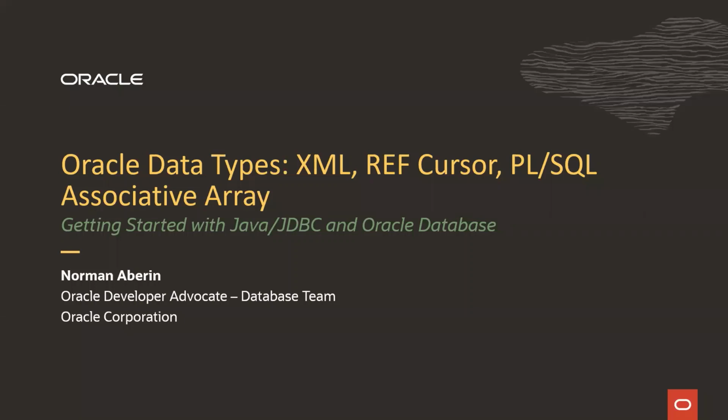This is episode 4, part 2 from a series on getting started with Java, Oracle JDBC, and the Oracle database. In this episode, we will talk about the data types XML, SQL Associative Arrays, and Ref cursors. First, let's talk about XML.